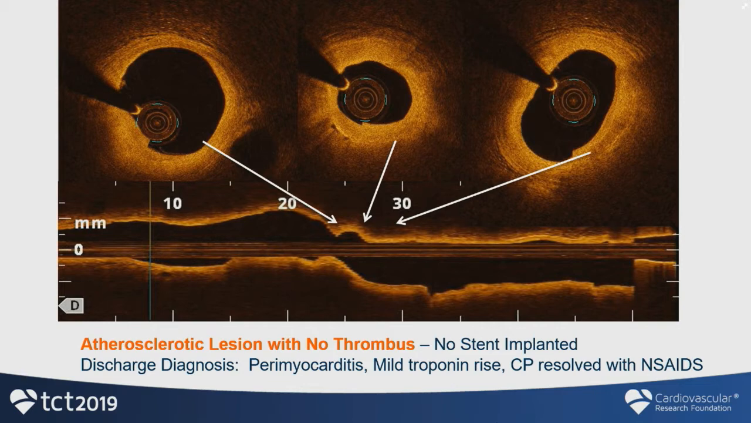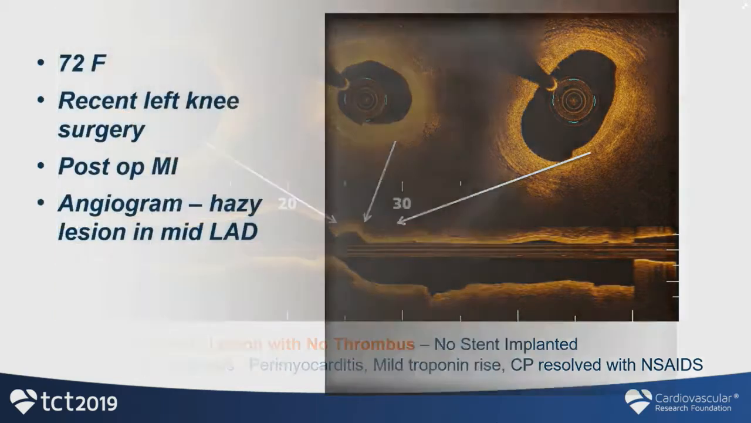And in this patient, we do see that stenosis in the circumflex was a significant atherosclerotic lesion with fibrocalcific plaque and some lipidic plaque as well, but there's no thrombus and there's no acute plaque disruption. This patient was managed without a stent, and the discharge diagnosis of myopericarditis was consistent with the fact that he had only a mild troponin rise and that his chest pain resolved with treatment with non-steroidal medications.